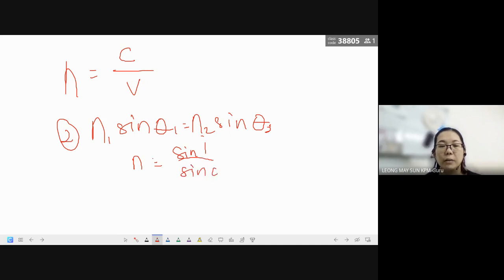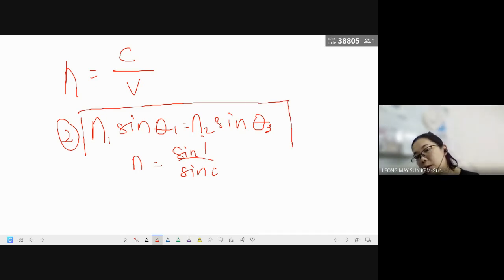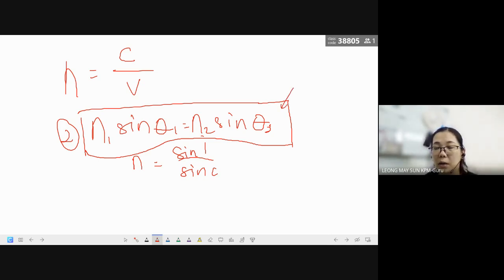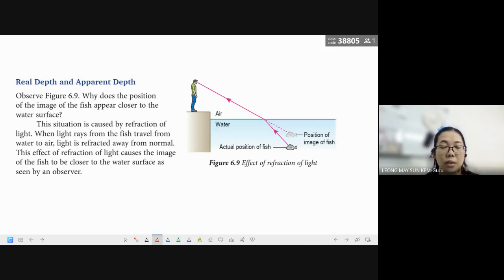But be very careful about this. There's a reason why they introduced this formula out from the current syllabus, because previous syllabus, they did not introduce this n1 sine theta 1 equals to n2 sine theta 2. So again, because this is something that is being introduced, please do take note as you are the second and the third batch of KSSM syllabus.